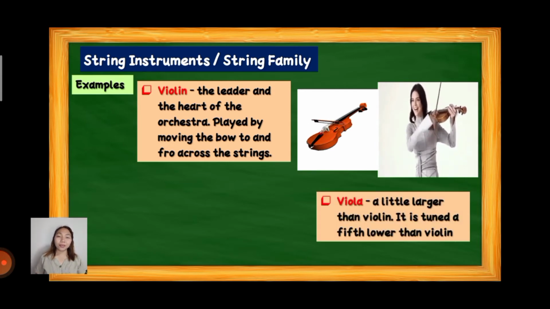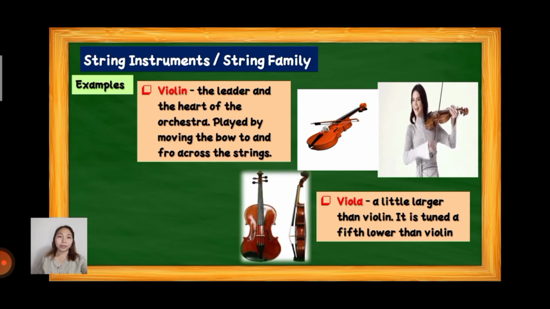Next is the viola. The viola is a little larger than the violin. So, mas dako-dako siya gamay sa violin. It is tuned a fifth lower than the violin. Okay, so that one.